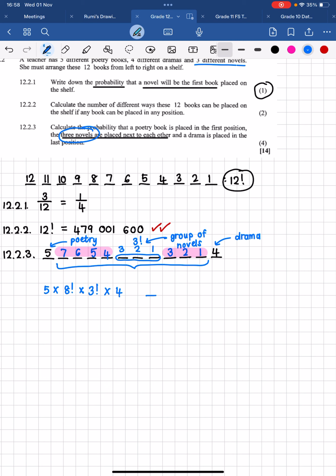So let me redraw this. We have 1 for the 5. We have our 1, 2, 3, 4, 5, 6, 7, and then our group. So we actually have 8 groups. 1, 2, 3, 4, 5, 6, 7, 8. And then we have that 4th number there. All right, so there's 8 and 7 and 6, 5, 4, 3, 2, 1. But let's say that one is actually that group of 3 novels.